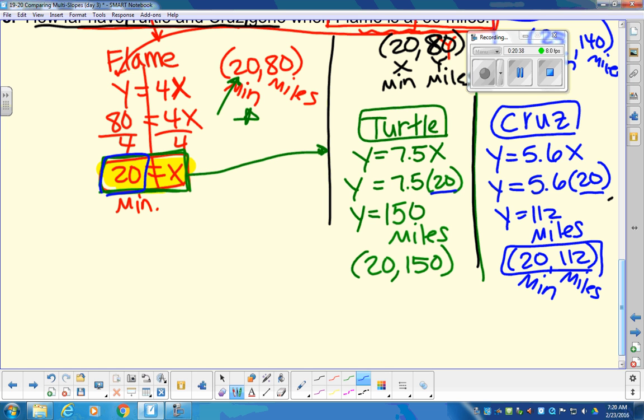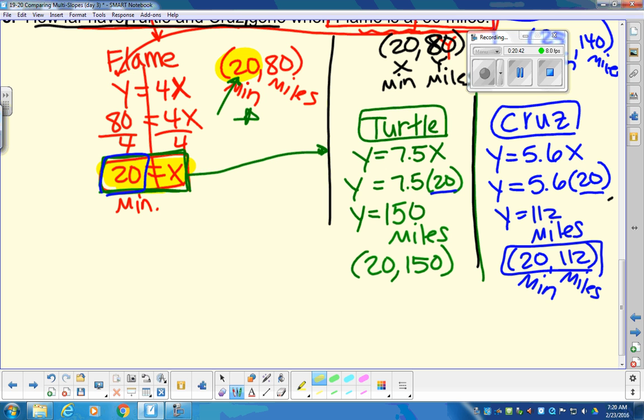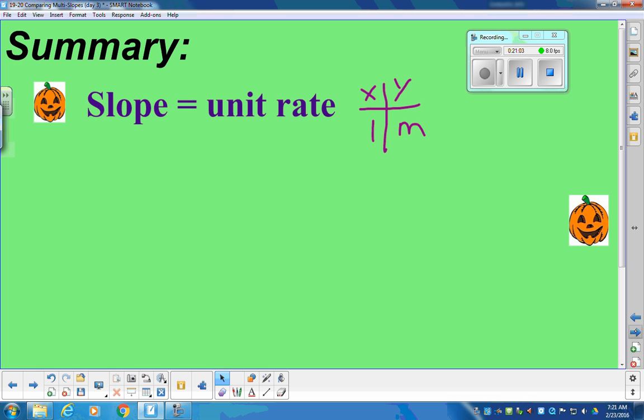Okay, so if we look at these three very important data points, all of them are at 20 minutes. We want to compare the total amount of travel for all three of those riders. Flame is at 80 miles, Turtle's at 150, and Cruise is at 112 miles. So we've answered the question of where all three of the riders are at 20 minutes. Okay, so that is our lesson today. It's how do we work through table, graph, and equations.